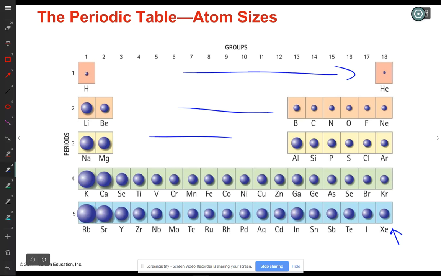Notice helium, even though helium has 4 times the mass of hydrogen, it's smaller. It's smaller because you have stronger forces holding the electrons to the nucleus. And then lithium is bigger and the sizes get smaller as you go to the right. So the noble gases are smaller in size. They also get smaller as you go up. So the smallest element is helium, and the largest element on this table is rubidium.